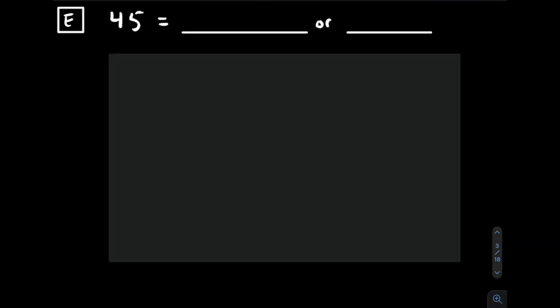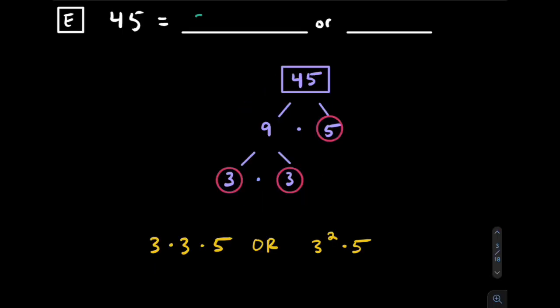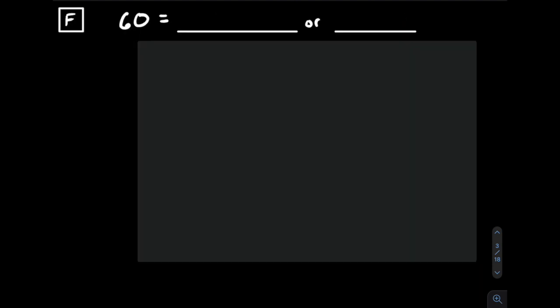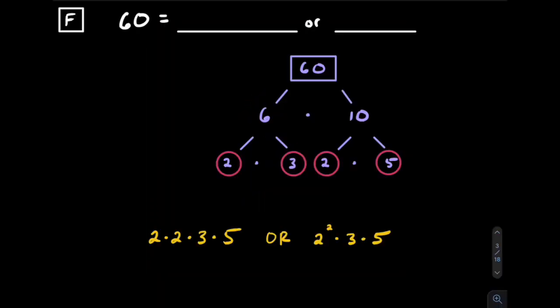Now it's time for you to practice. Pause the video and give this one a try. Unpause the video when you're ready to check your answer. The prime factorization for 45 is 3 times 3 times 5, or 3 squared times 5. Now try finding the prime factorization for 60. The prime factorization for 60 should be 2 times 2 times 3 times 5. Using exponents, we can say it's 2 squared times 3 times 5.